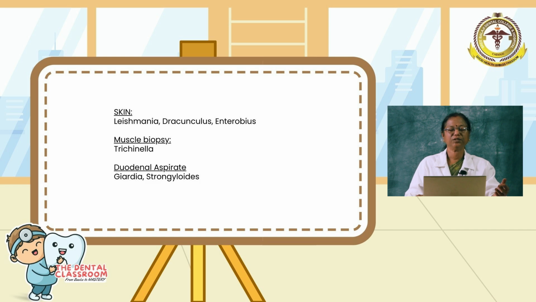So in the skin, you can observe leishmania, dracunculus and enterobius. In case of muscle biopsy, trichinella can be observed, Trichinella species. In duodenal aspirates, giardia can be observed and strongyloides can be observed.